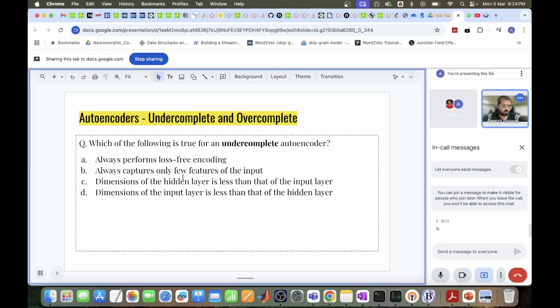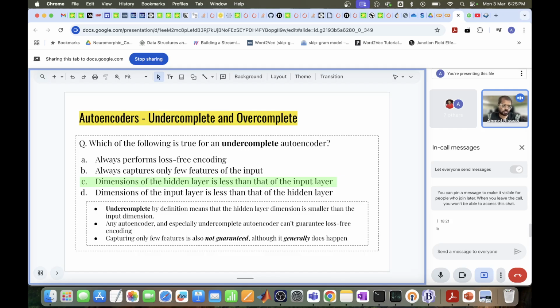Few, what is few? What we can say definitively is true is that the dimension of the hidden layer is less than that of the input layer, because this is the definition of an undercomplete autoencoder, right? So when you say undercomplete autoencoder, it means that the encoding layer, that is the hidden layer where you are encoding the input, should be smaller than the dimension of the input, because that's how it is defined, right? So C is obviously true, which means that D obviously is not true, right?